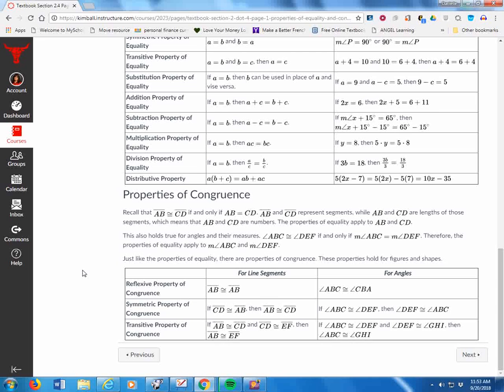The reflexive property of congruence: segment AB is congruent to itself. The symmetric property: if segment CD is congruent to AB, then AB is congruent to CD. And then the transitive property: if AB is congruent to CD, and CD to EF, then AB is congruent to EF. So those are all properties you're going to be using in proofs.